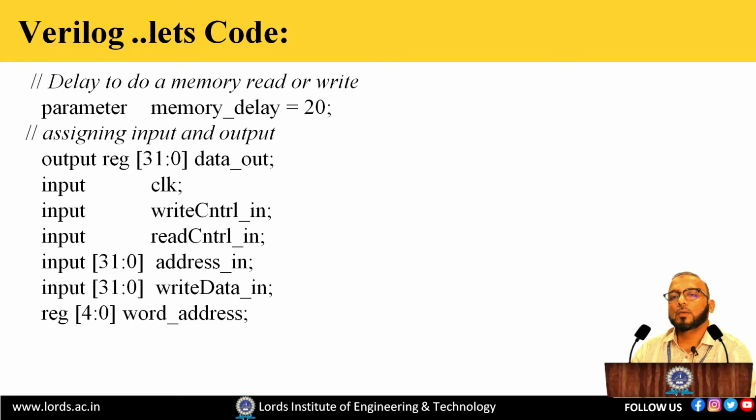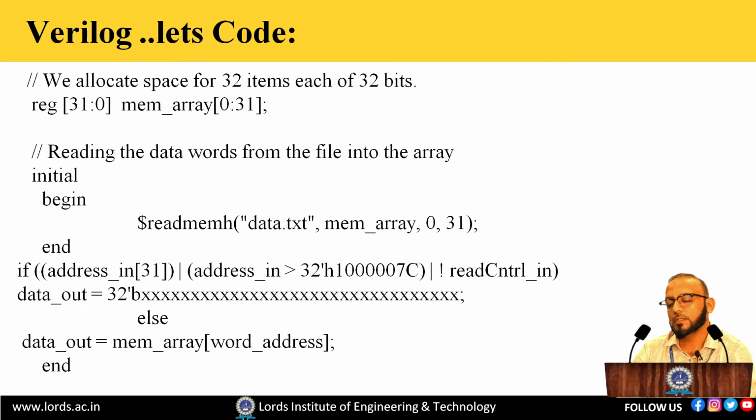So how do we allocate memory space? The main syntax is to declare a register and define how many bits long the memory array is. 32 bits, that's why I'm giving 31 down to 0. But I'm using 32 addresses, so I have mentioned 0 to 31. That means I have addresses from 0 to 31, and my bits are 31 down to 0. That means I have a memory of 32 rows and 32 columns. The 32 rows define the memory addresses, and the columns decide the width of the memory.